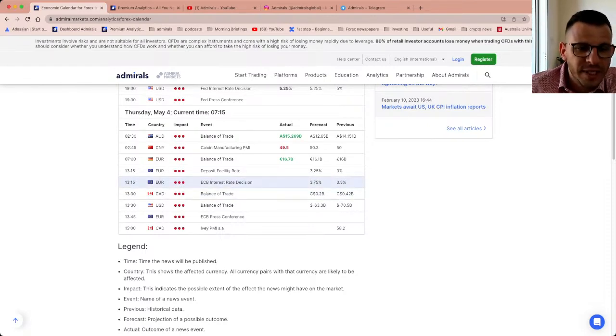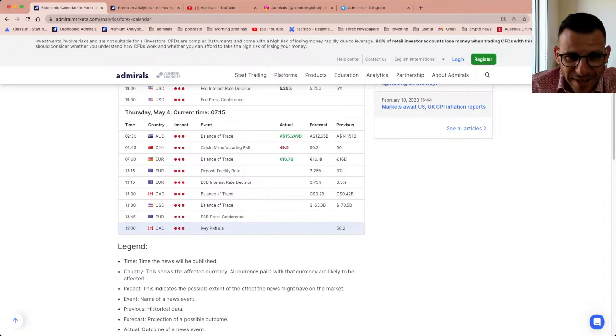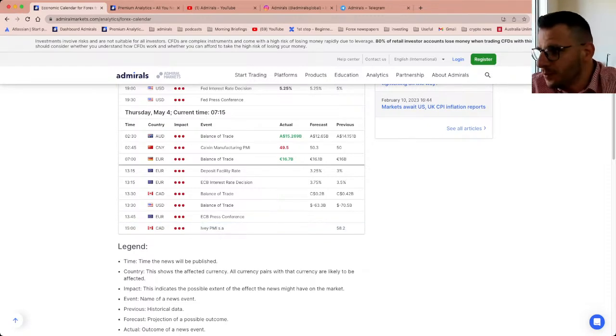at 1:15 GMT. Just 15 minutes later, Canada and the US will report their balance of trade. Later, the European Central Bank press conference and the Purchasing Managers Index for Canada. Currently, we have 58.2 as the only source of information based on the previous outcome.